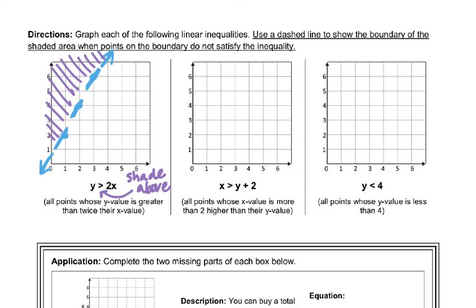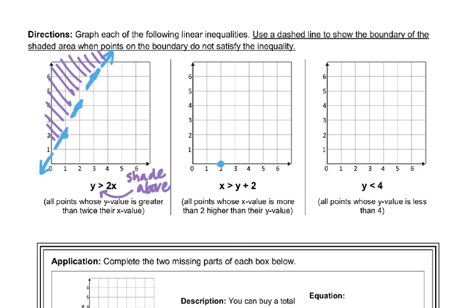Okay, let's try the next one. This one says all points whose x value is more than 2 higher than the y value. Okay, so let's start with an x of 1. More than 2 higher than the y value. That's going to be hard to do because 1's not very big. All right, what about 2? Well, if x is 2, the only way it can be greater than would be if y is 0. So that would be something on the boundary.